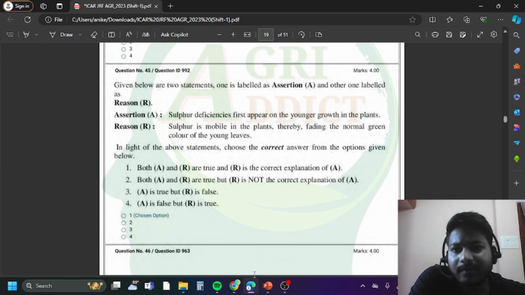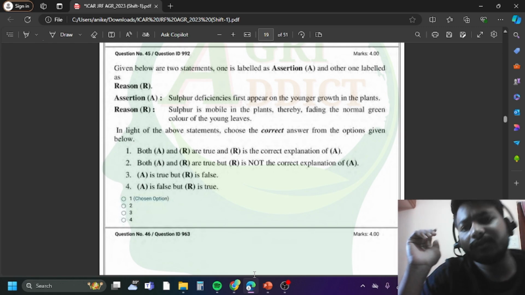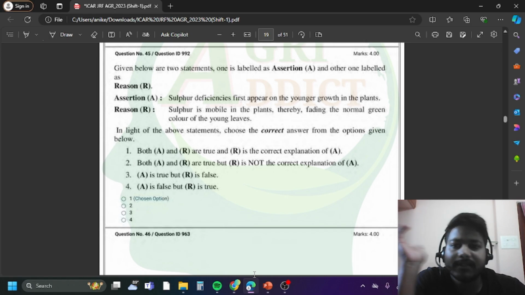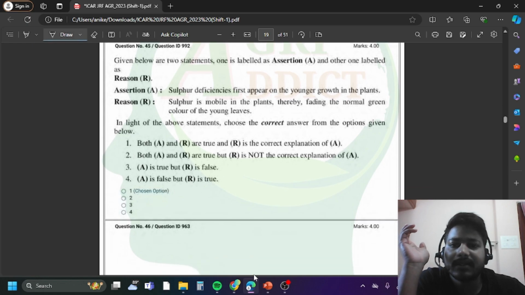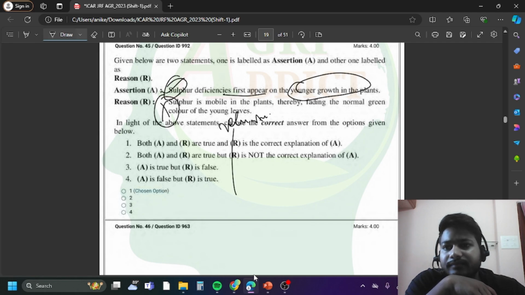Next, given below are two statements. Assertion: sulfur deficiencies first appear on the younger growth in the plant. Reason: sulfur is mobile in the plant, thereby fading the normal green color of the young leaves. First, you should know whether sulfur is mobile, immobile or relatively mobile. As per my knowledge, sulfur is relatively immobile, meaning it is mobile only very slowly. So deficiency will first appear on younger growth of the plant. Assertion is correct, but the reason is not correct. So A is true, but R is false. Next we'll move.